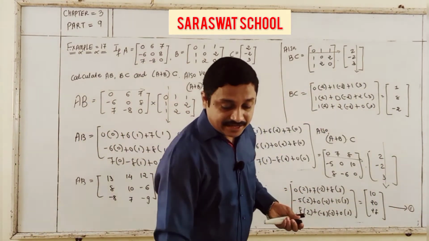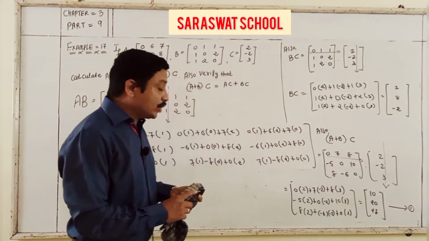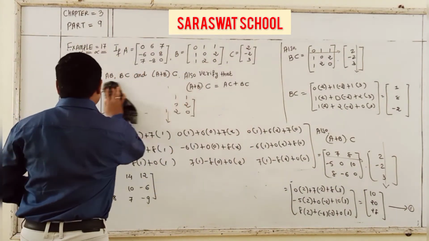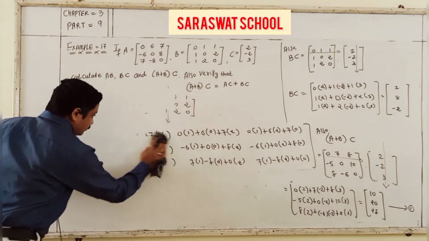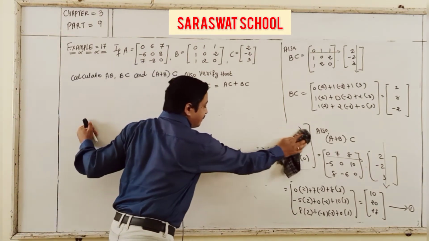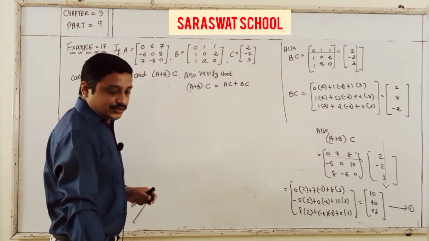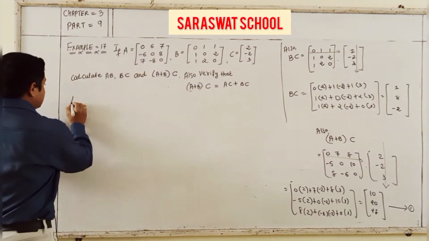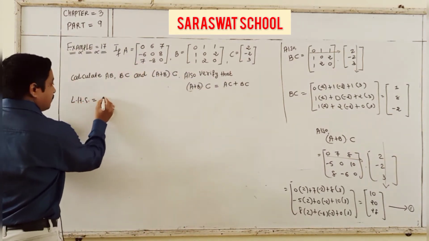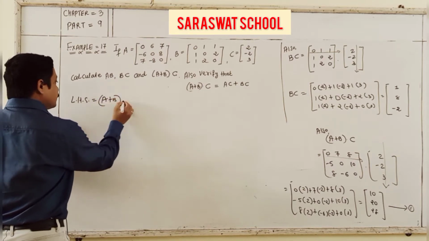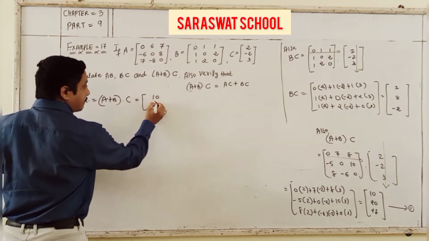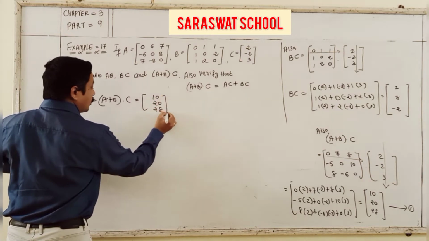And now after that, I will move ahead with 10, 20, 28 to the RHS, and simply define the RHS solutions. So in the LHS, A plus B with C is ready: 10, 20, 28 from 1.